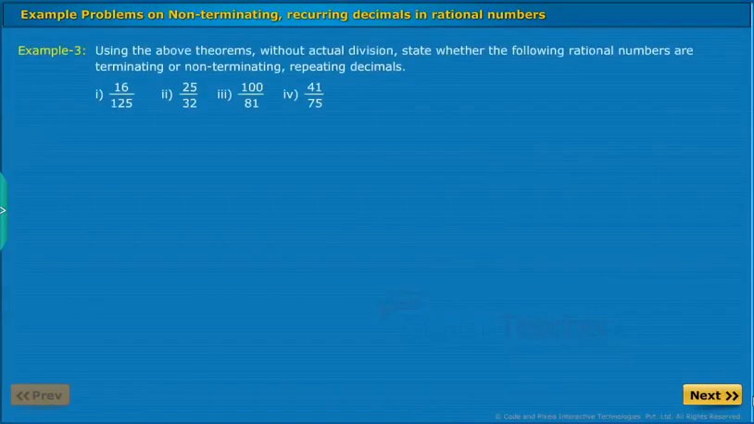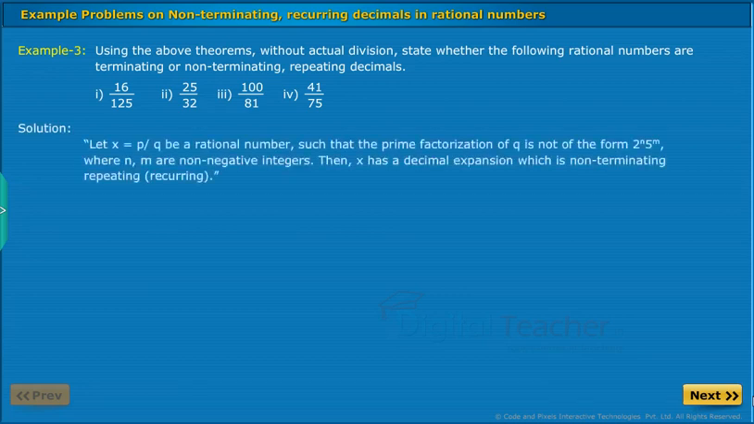Example 3. Using the above theorems, without actual division, state whether the following rational numbers are terminating or non-terminating, repeating decimals. Solution. By the theorem, let x equal p by q be a rational number, such that the prime factorization of q is not of the form 2 power n, 5 power m, where n, m are non-negative integers. Then x has a decimal expansion which is non-terminating, repeating or recurring.